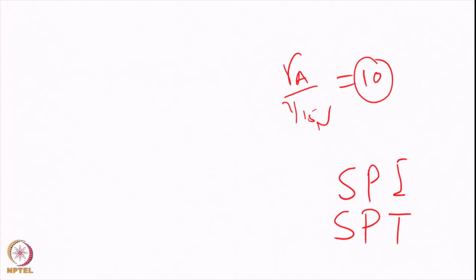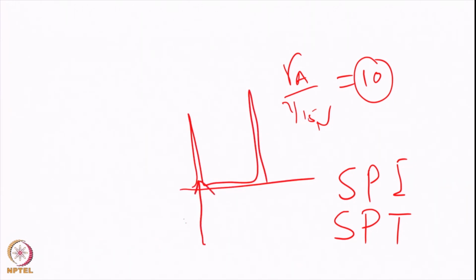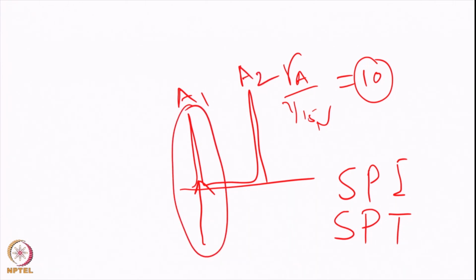In both cases we get quite a bit of enhancement, but the problem is that we have to select a transition and apply a transition-selective pulse for inverting the population of either A1 or A2. So in this case we need selective population inversion, which in a multiplet often becomes difficult.